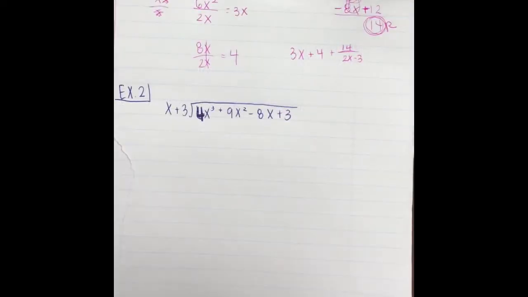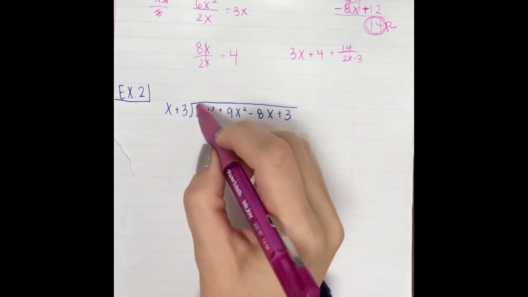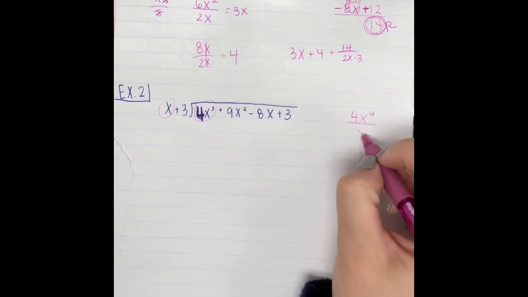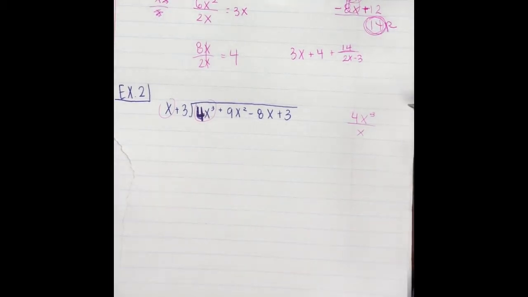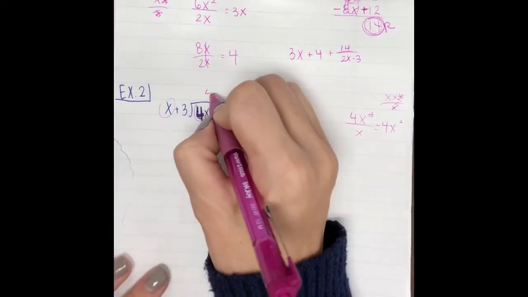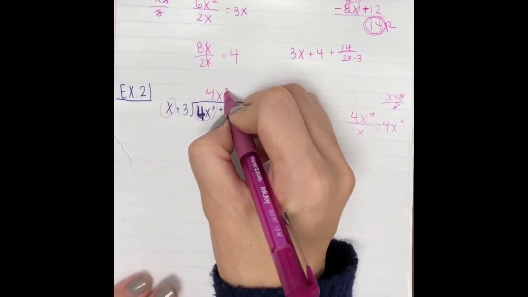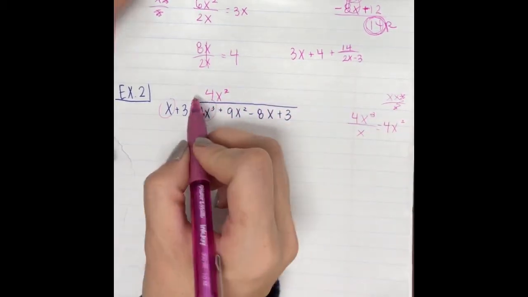Okay, one more example. So we're starting out dividing our leaders. Okay, so 4x cubed divided by x, right? And 4 divided by 1 is just 4. If you have 3 x's on top and 1 on the bottom, when you cancel out that 1, you're still left with 2, so then 4x squared. Okay, you always put that answer on top. That's the first part of your answer. And then you multiply it.